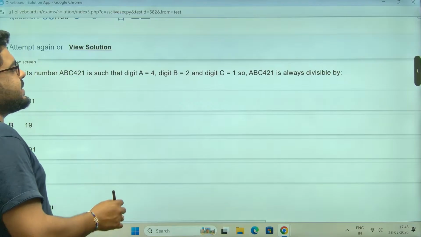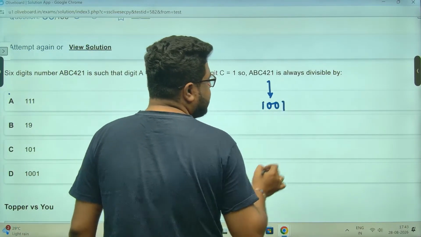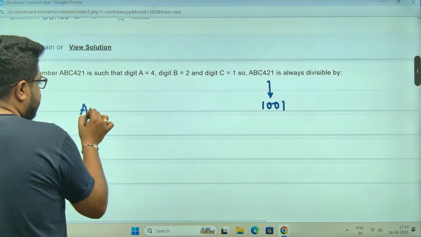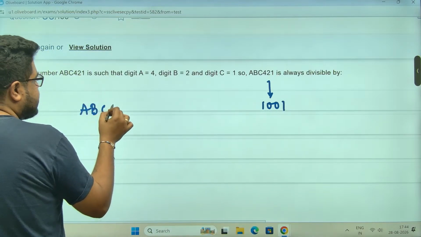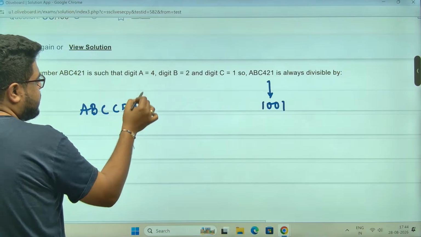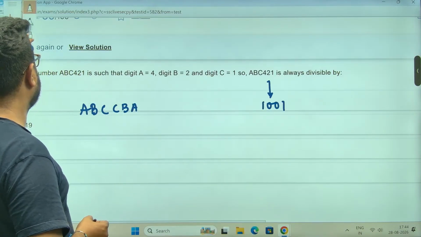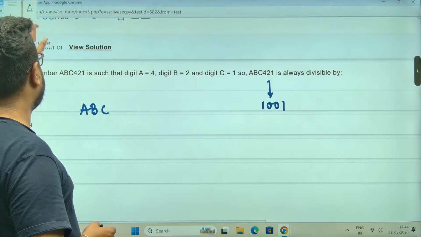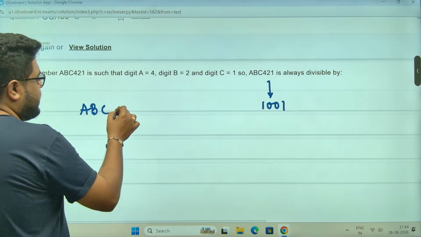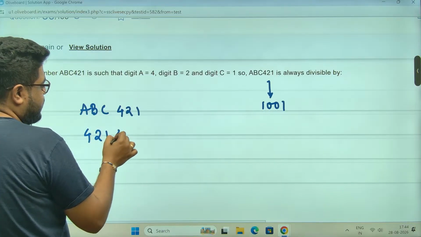6-digit number ABC, sir. This is always divisible by 1001, remember. So if it's a number of 6 digits, ABC and this is, sir, CBA. You see, you put the value, you will get 4, ABC, sorry. You can write this, no problem actually. 4 to 1. And if you put the values again, this will be 4 to 1, 4 to 1.